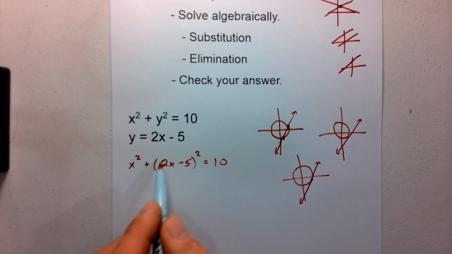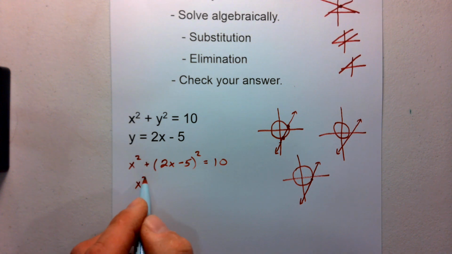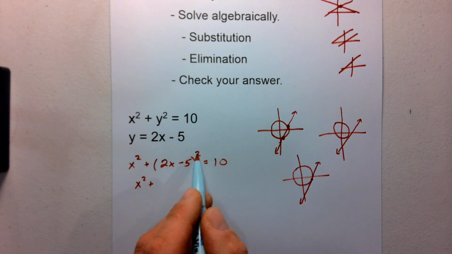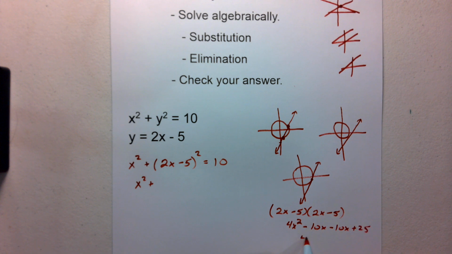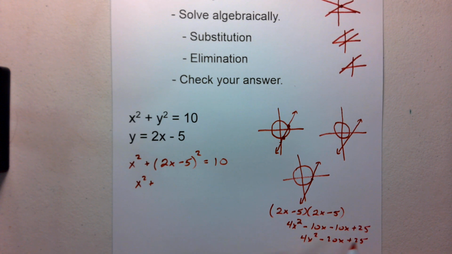So I can go ahead and solve then this equation. So I get x squared plus, I'm going to take 2x minus 5 and square that out. If we need to, come off to the side and write 2x minus 5 times 2x minus 5. Multiplying that out, we get 4x squared minus 10x plus 25, or 4x squared minus 20x plus 25.